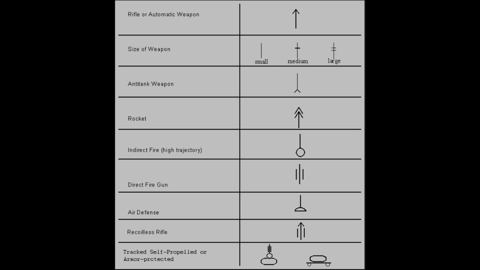The rockets, you're going to have 2 arrows instead of just a single one. Now rockets can again be designated light, medium, heavy, but we're going to really forgo explanation on that. If you see something with 2 arrows, that's going to be a rocket launcher. Something like a LAW, AT-4, RPG, something like that.